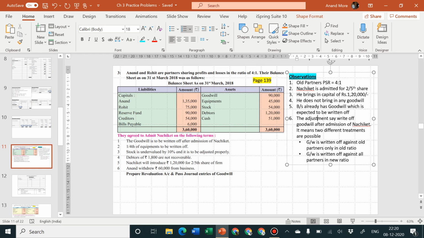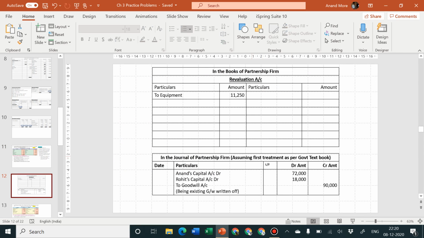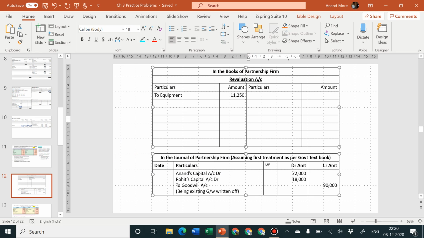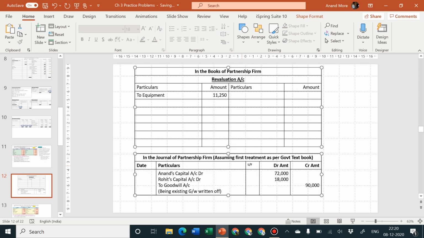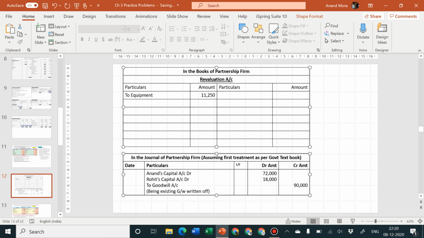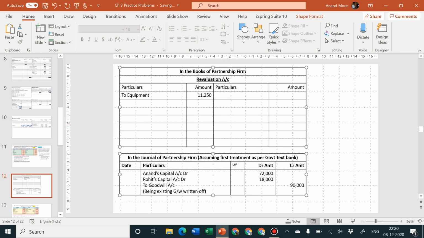Let me come to the working. Just a minute. Let me shift it a little bit here. Yeah. So we are having good space for the purpose of writing. Good. Let me take this column here.